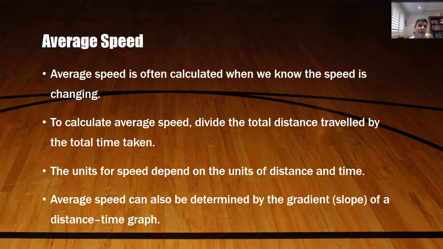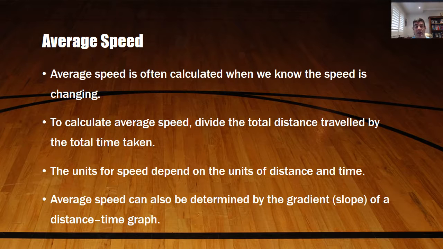Now, when we're talking about speed, speed is a very general term, so we need to try and identify some of the different descriptors that we use when we're talking about speed, and one that we've looked at already is average speed. Average speed is something that we can calculate when we know that the speed is changing.